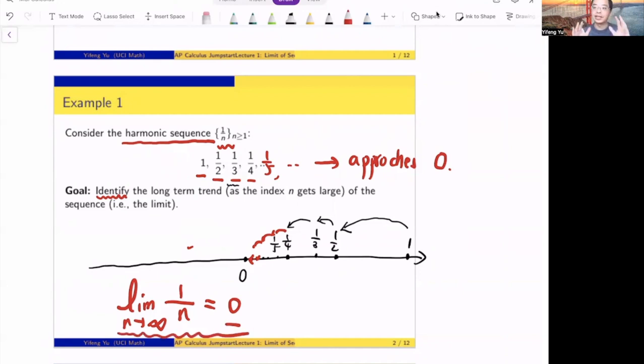Now this example is simple, right? It's intuitively very clear. Looking at it another way, this is 1/n, so n is the denominator, and this is the reciprocal of n. We know from elementary math, if the denominator gets larger, the reciprocal gets smaller. Eventually it goes to 0.